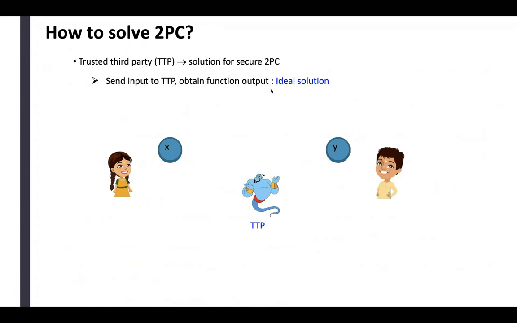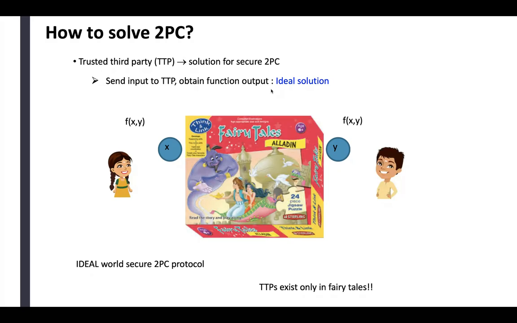But in reality, so this is the solution. So parties give input, that TTP computes the output, sends it back to the parties. But TTP exists only in fairy tales. We don't have trusted third party in real life. Even though we have, then we have to pay a huge price. And apart from that, the obvious problem with TTP is that it creates a single point failure.